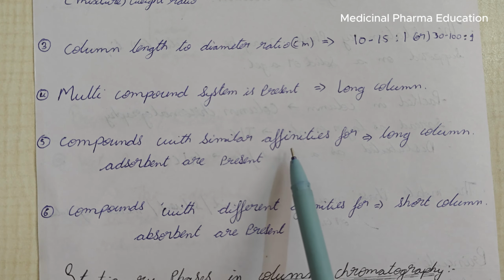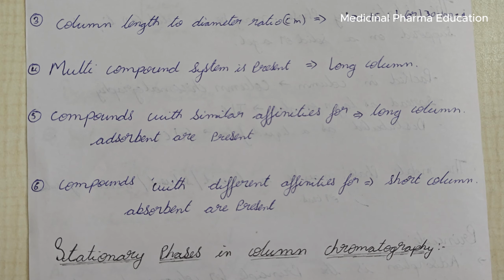If the affinities are similar, say we convert the affinity into values, if one compound has an affinity of 97 and another has 96, then we should take a long column so that the difference between the two can be separated. If the affinities are different, like one has 97 and the other has 57, then a short column is enough to separate them. Based upon that we select the column.